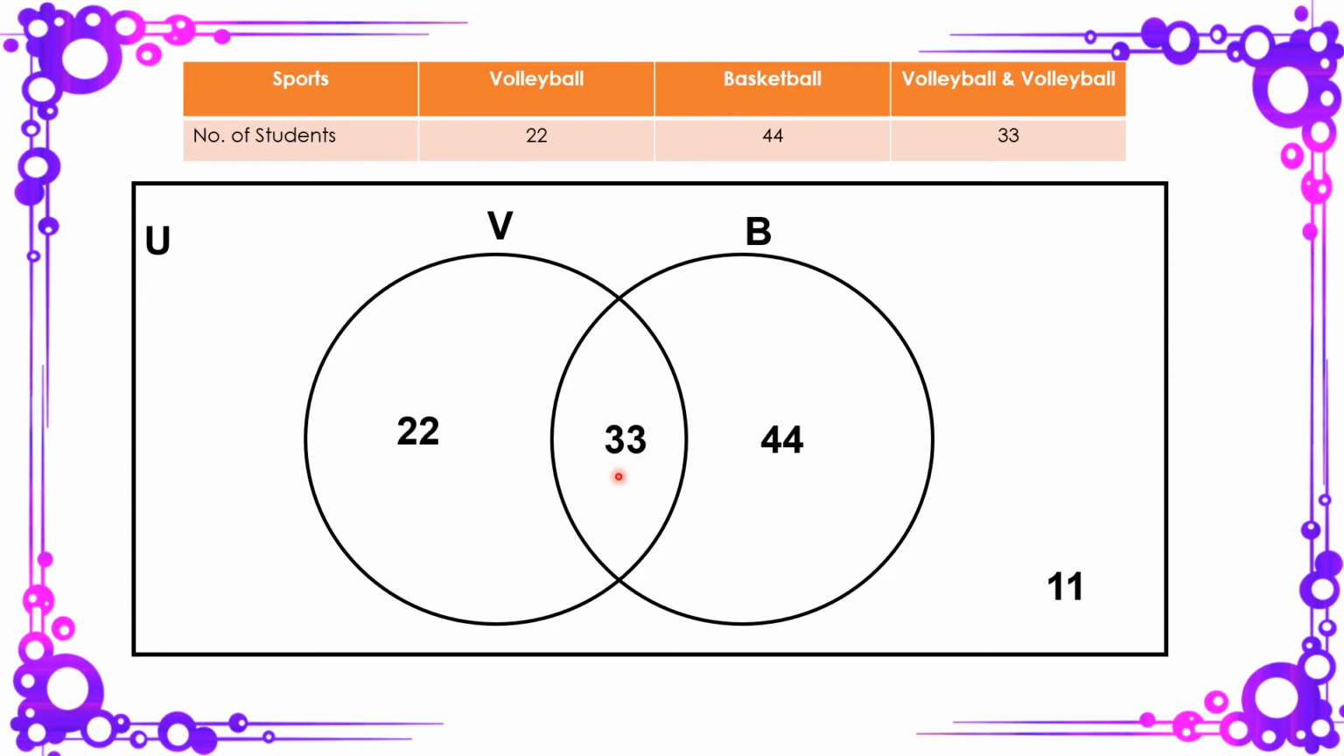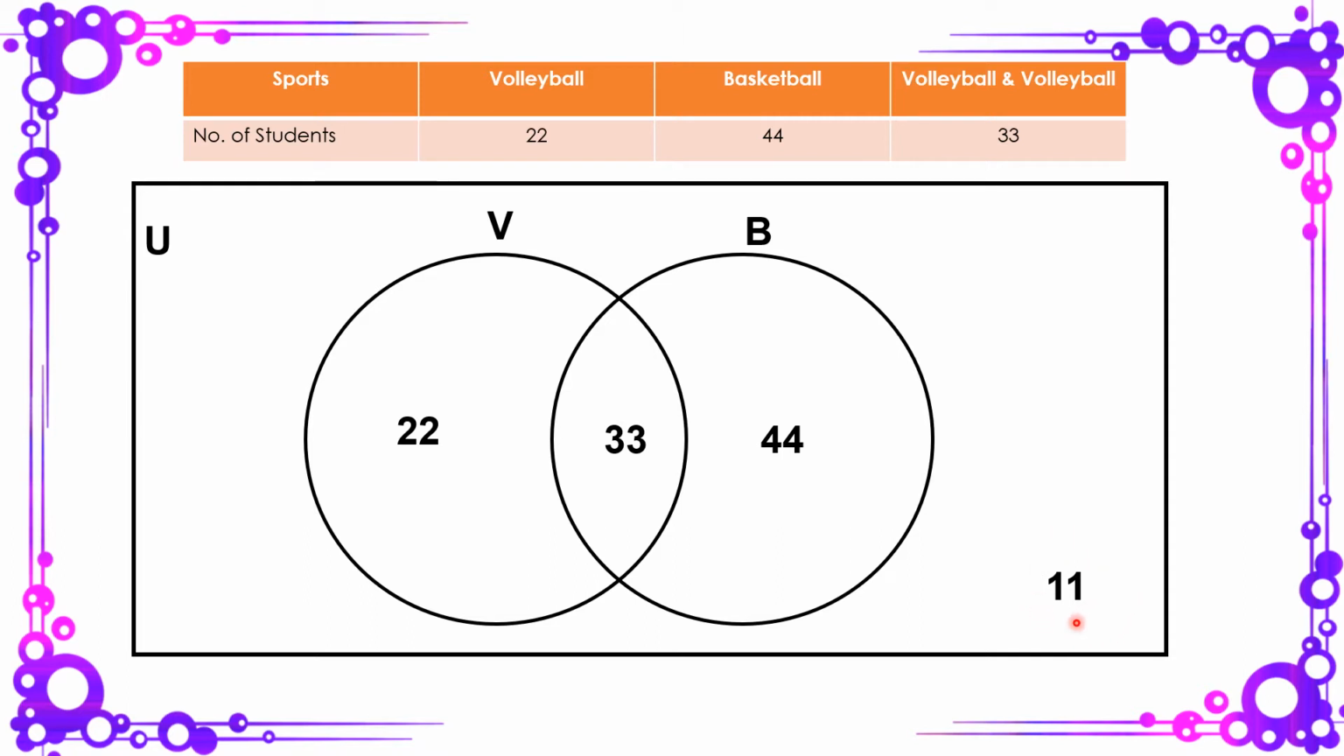And if we add these numbers, 22 plus 33 plus 44 is equal to 99 students. However, in our problem, the given students is a total of 110. So, meaning to say, if this is equal to 99, we need to find the missing students. How many missing students? So, 110 minus 99 is equal to 11.